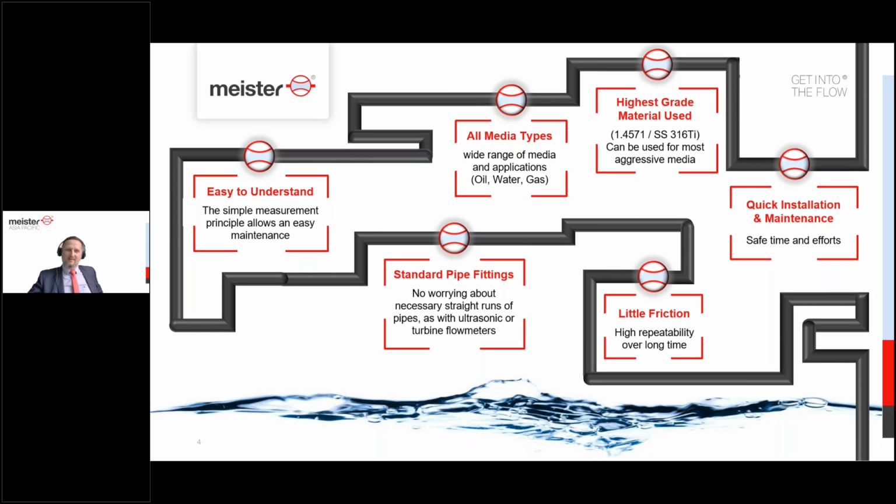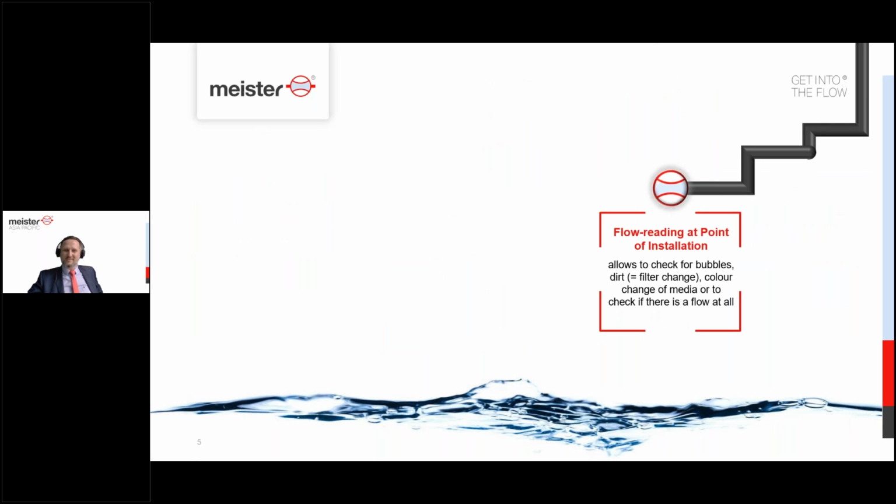So in our piping system of advantages, we come to the advantage that flow reading can happen at the point of the installation, as there is either a glass tube or an attached flow indicator mechanically with a magnet. And when we have this glass tube, it allows to check the media itself to see if there are bubbles in the media, if there's dirt in the media, which could indicate that the filter would have to be changed. If the color is changing of the water, or to see if there is a flow at all, which is another important point in terms of reliability of the whole system and installation.